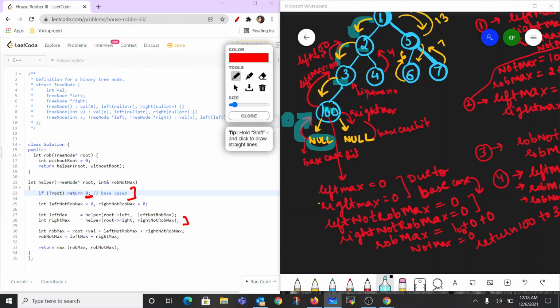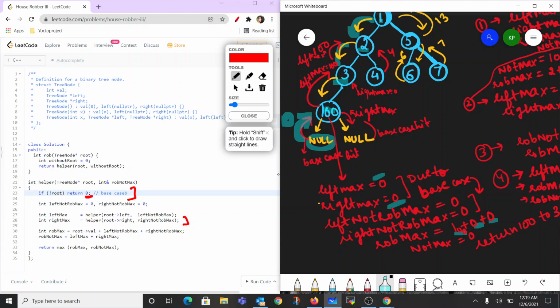For left not rob max, our value was not changed because of this base case only. So left remains 0 only, and this also remains 0 only, right? So both of them have 0 value. But rob max is required to have the value of root, left not rob max and right not rob max. So it will have the value 100 and then 0 and then 0, so a total value of 100. Rob not max would have the value of 0 because left max and right max, both of them are 0.